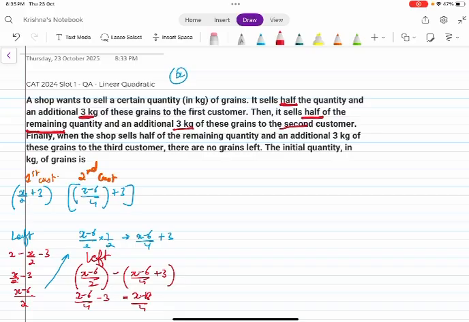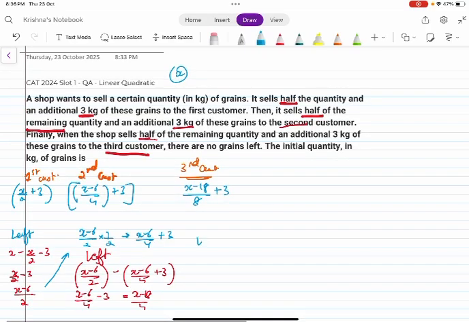Now let's proceed further in the question. Finally, the shop sells half of the remaining and an additional 3 to the third customer. Okay, so again this chain continues for the third customer. They again sell half. So they are left with this (x minus 18) upon 4. So what is half of this? That is nothing but (x minus 18) upon 8. And what else? Plus 3. And what are they left with?